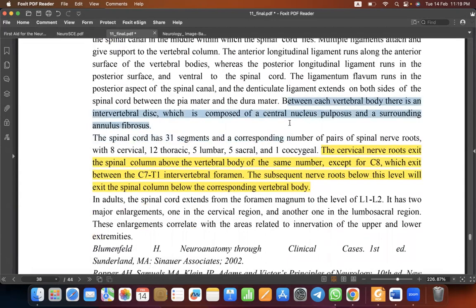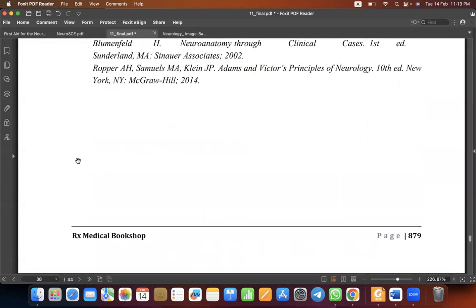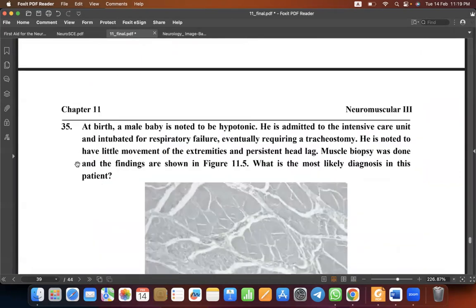The intervertebral disc contains the central nucleus pulposus and the outer surrounding annulus fibrosus. There are 31 pairs of spinal nerves: cervical 8, thoracic 12, lumbar 5, sacral 5, and coccygeal 1. The spinal cord ends at the lower border of L1 or upper border of L2.